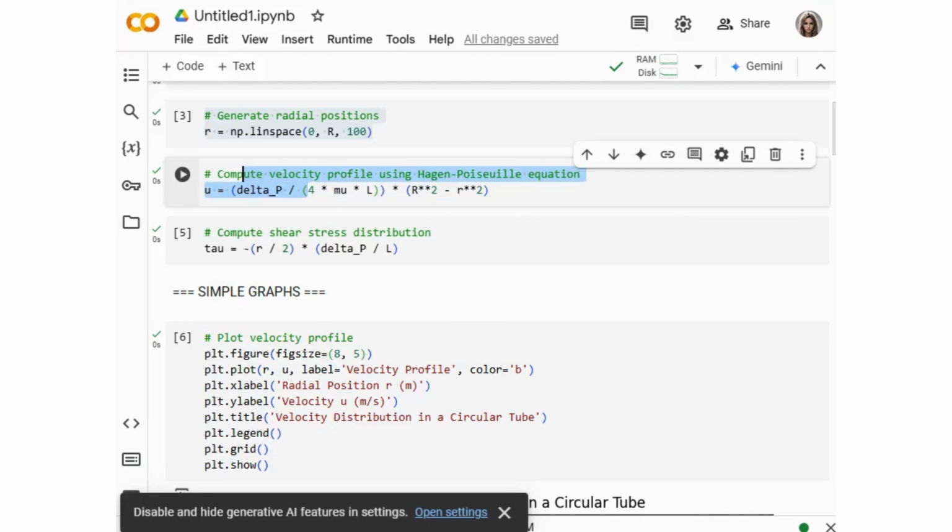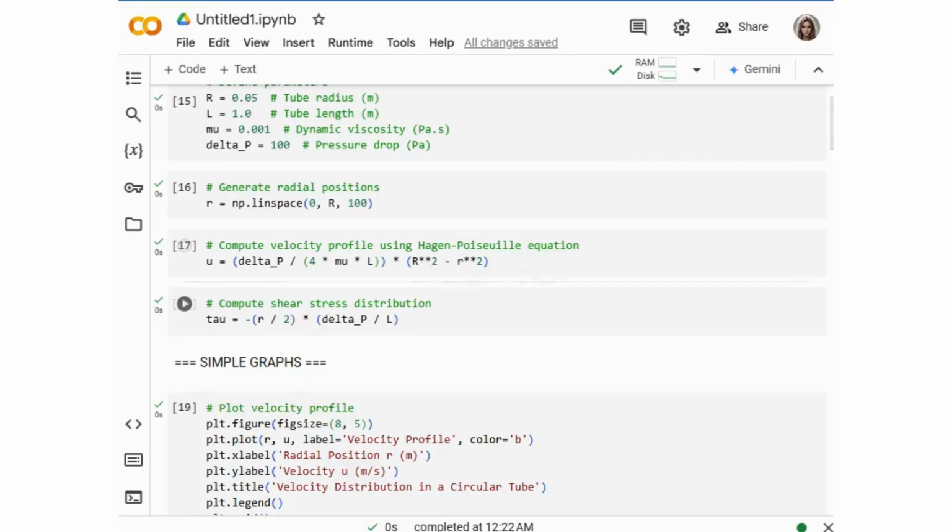Velocity is maximum at the center, r equals 0. Velocity is 0 at the pipe wall, r equals R. And the velocity distribution follows a parabolic shape. Now let us calculate the shear stress distribution. For that we also have a formula, and here is the formula. As you can see, the shear stress is 0 at the center, r equals 0. It increases linearly as we move toward the pipe wall. The negative sign means shear stress acts in the opposite direction to the velocity gradient, resisting fluid motion.